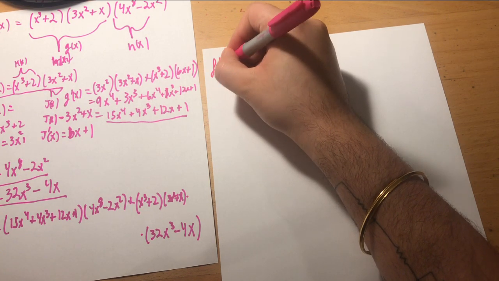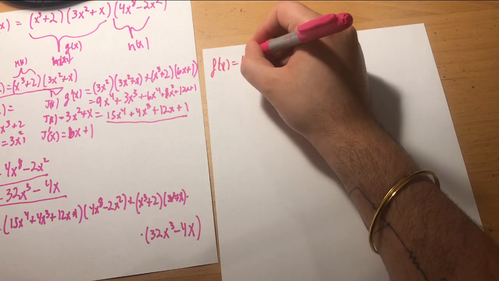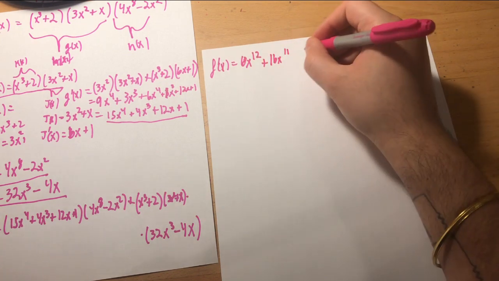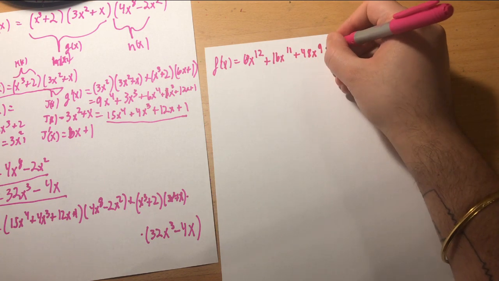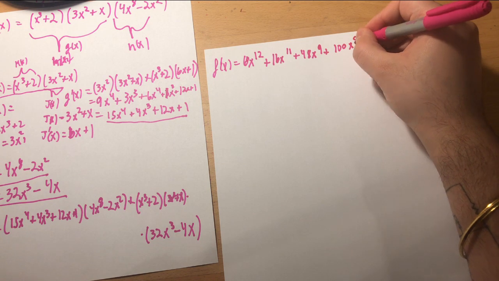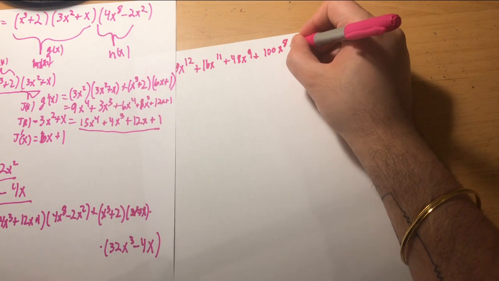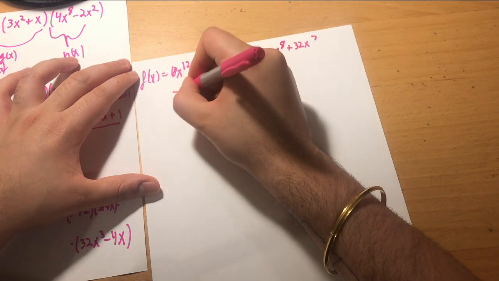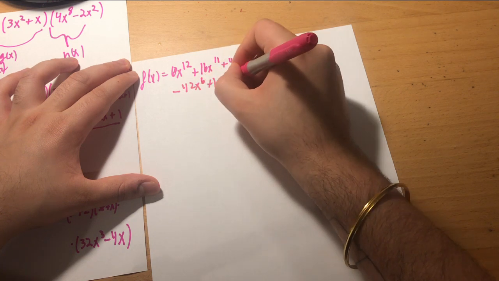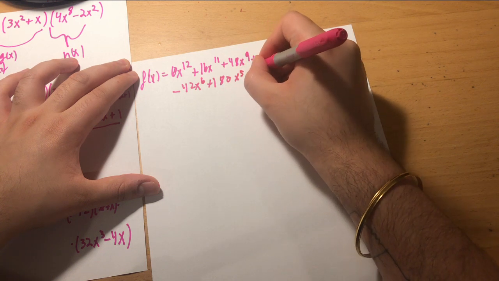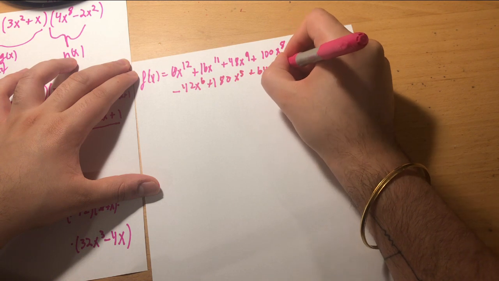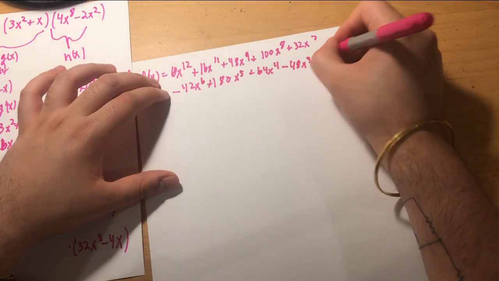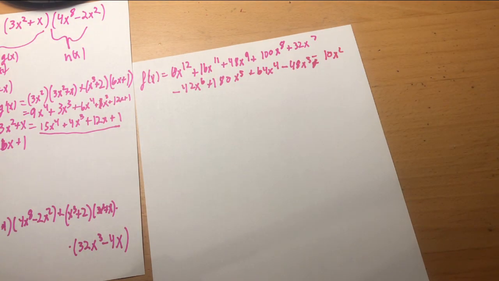So f prime of x should end up equaling 60x to the 12th plus 16x to the 11th plus 48x to the 9th plus 100x to the 8th plus 32x to the 7th minus 42x to the 6th plus 180x to the 5th plus 64x to the 4th minus 48x to the 3rd minus 10x to the 2nd. And that would be your final answer for that one if you're required to multiply all that out.